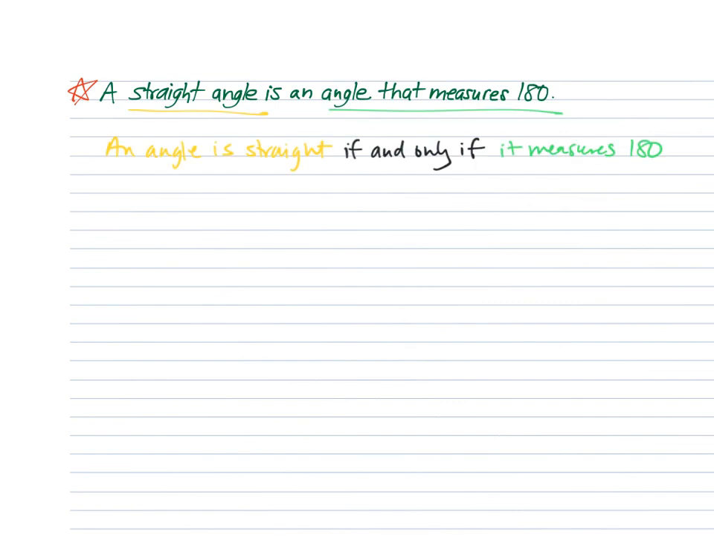Okay, and so something sort of like this. An angle is straight if and only if it measures 180. You could have also said, an angle measures 180 if and only if it is a straight angle, or something.